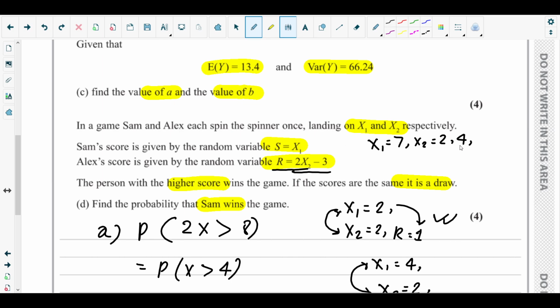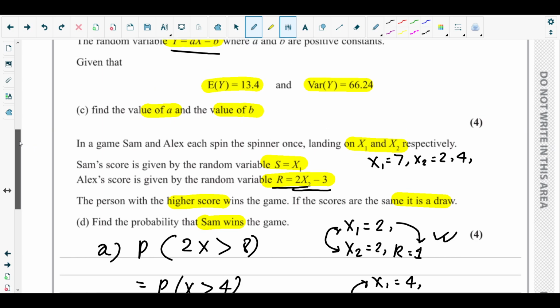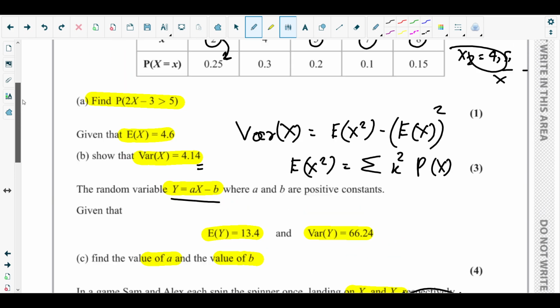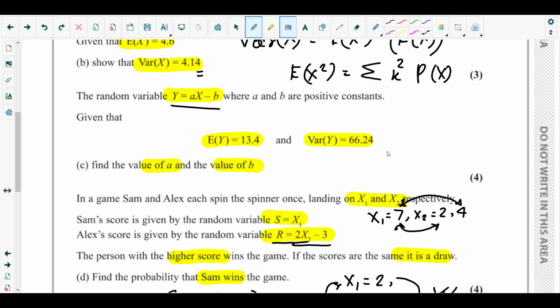Now consider x2 to be 5. If x2 is 5, then 5 times 2 is 10, 10 minus 3 is 7. It becomes equal, so it will become a draw. So ignore this value. So we got 2 combinations, 7, 2 and 7, 4.